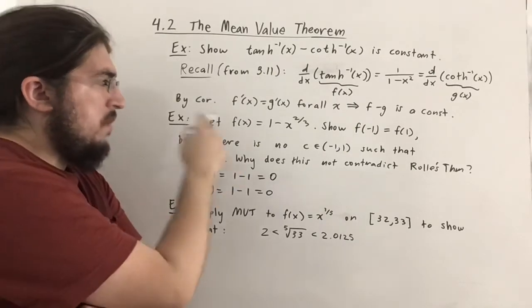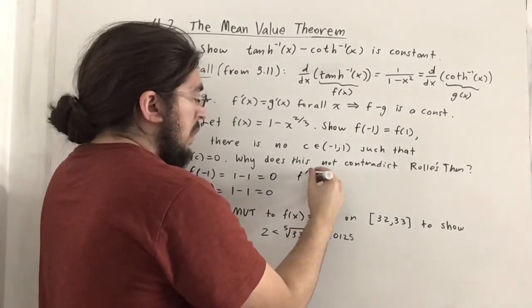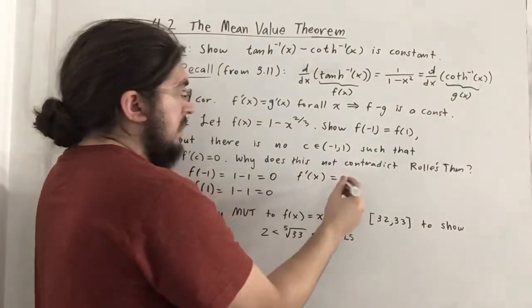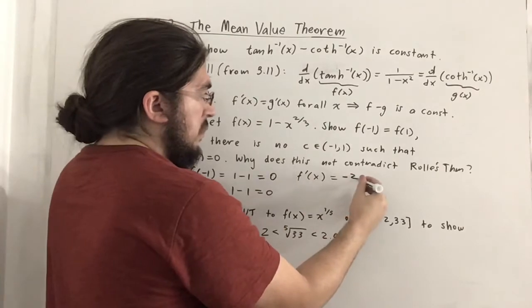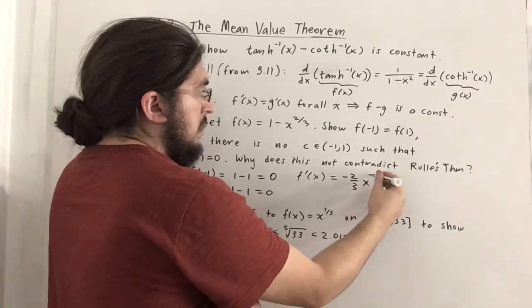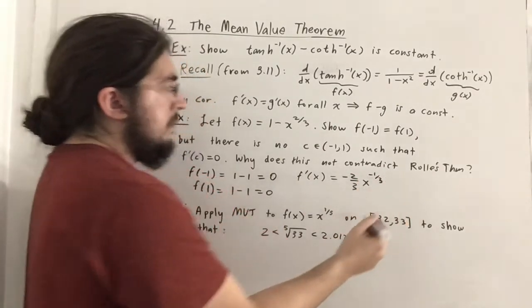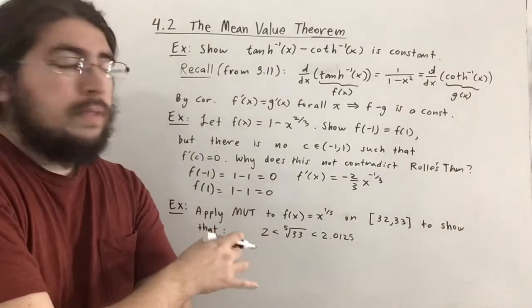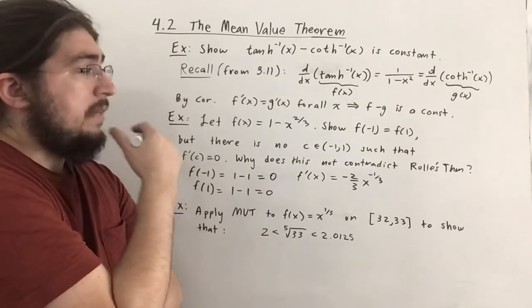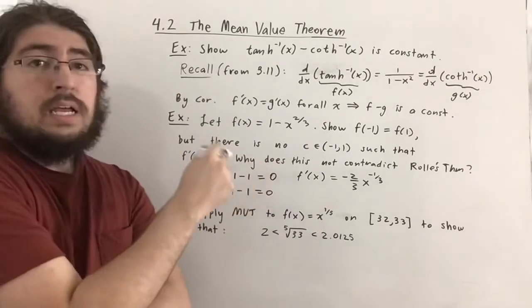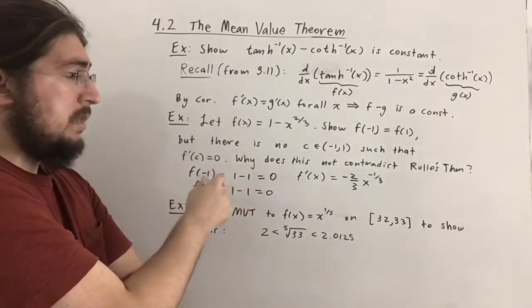But if you take the derivative of this, the derivative of f of x is f prime of x. Notice 1 goes to 0, and this goes to negative 2/3 x to the negative 1/3. Now this is the problem, because here we have an exponent that's negative now, and in fact notice that this actually has a vertical asymptote at x equals 0.